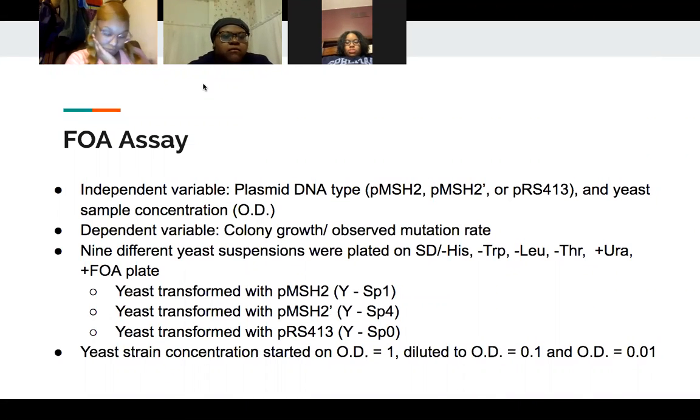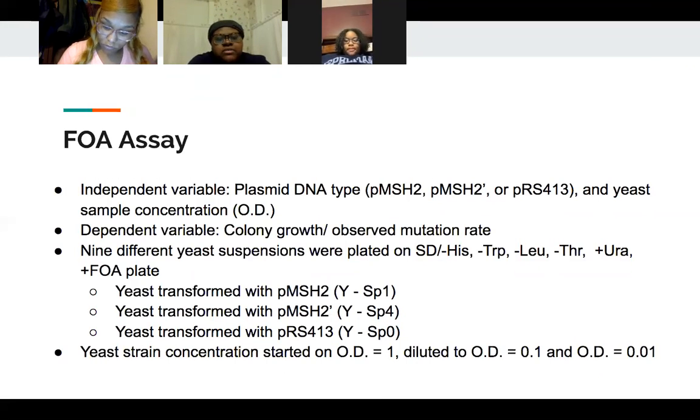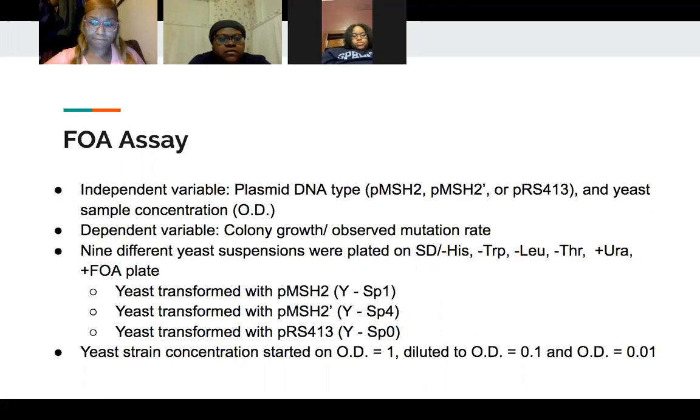So the independent variable for this FOA assay was the plasmid DNA type and the yeast sample concentration. And the dependent variable was the colony growth and the observed mutation rate. And so there were 9 different yeast suspensions that were plated on the SD, his minus, trip minus, leucine minus, threonine minus, positive uracil, and positive FOA plate. And so the yeast was transformed with either PMSH2, PMSH2 mutant, or the empty vector PRS413. And the yeast strain concentration started at OD equal to 1 and was diluted to OD equal to 0.1 and 0.01.